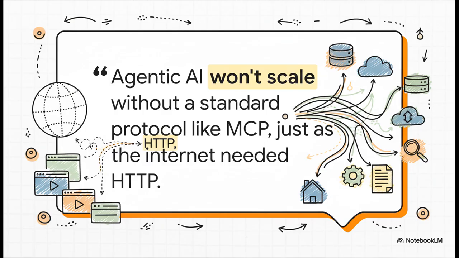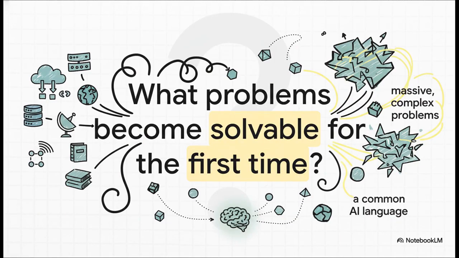You know, the comparison to the early internet is pretty powerful here. The web as we know it just wouldn't have scaled without a fundamental protocol like HTTP. And the argument is that this new world of AI agents won't be able to scale either unless it has a similar standard. MCP is aiming to be that standard. So I want to leave you with one final big thought. If MCP, or a standard like it, really takes off, it means that every single system, from the newest cloud service to the oldest mainframe, could speak a common AI language. And that just begs the question, what massive, impossibly complex problems suddenly become solvable for the very first time?